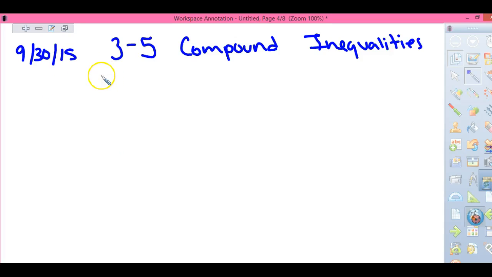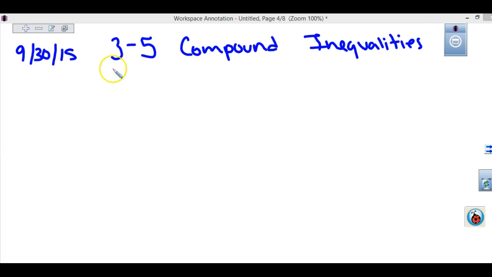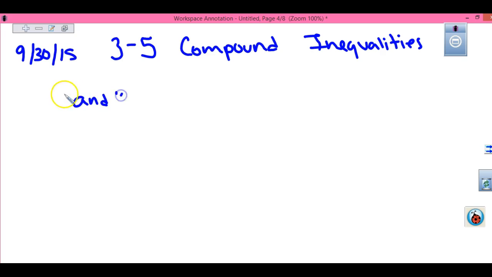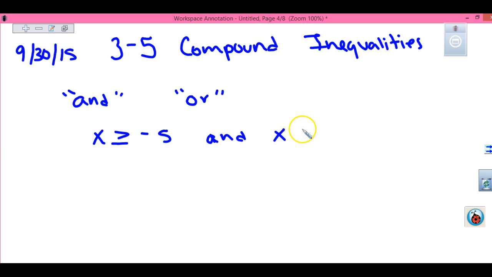Today we're talking about compound inequalities. Compound inequalities are inequalities that are joined by the word and or the word or. So for example, we have x is greater than or equal to -5 and x is less than or equal to 7. This compound inequality that is joined by the word and can be written in this manner.